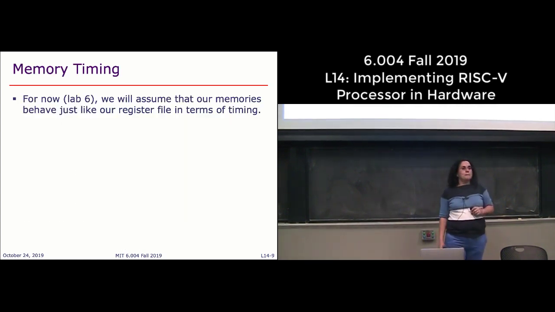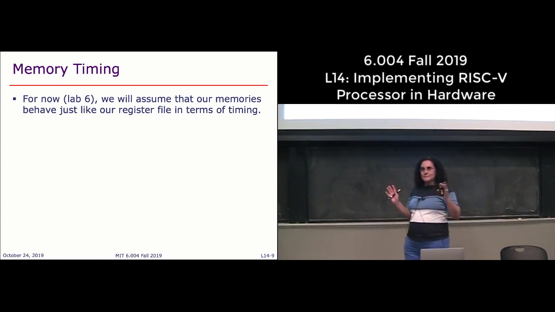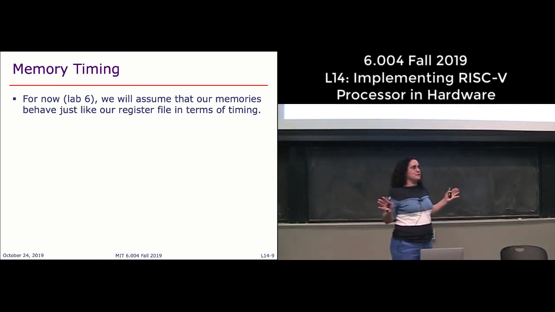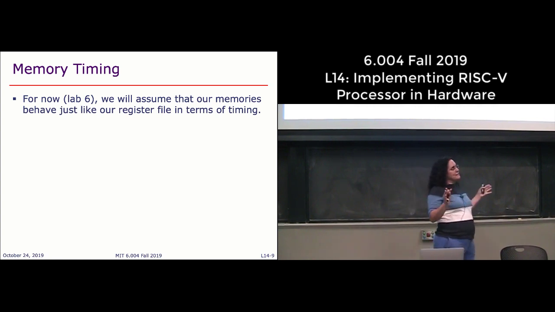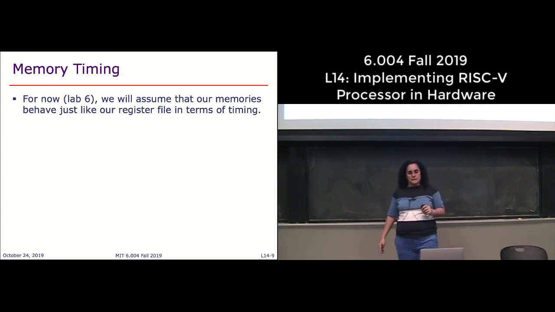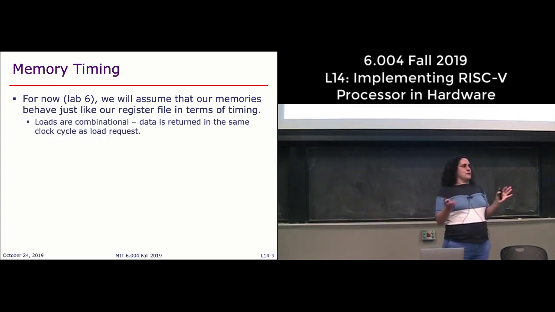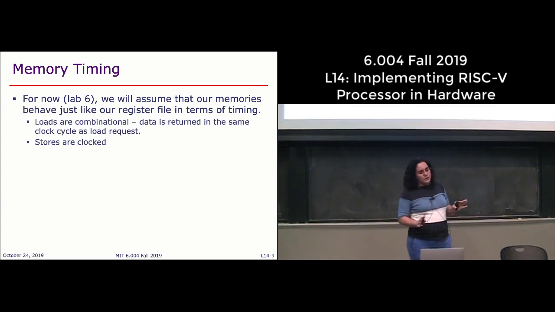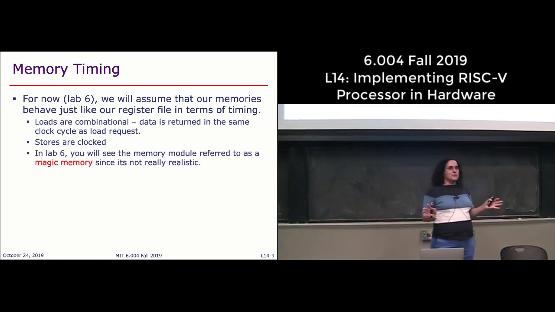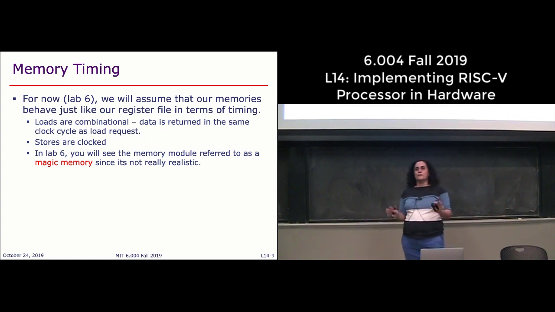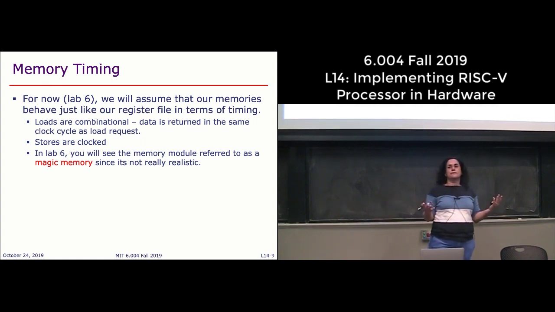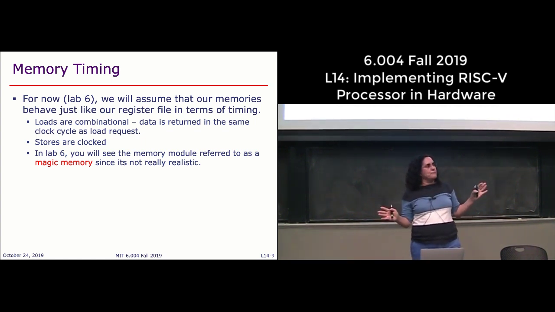All right, what about our memory? So, for now, and this is very much an oversimplification, but basically for Lab 6, which is where we're going to be building this processor, we're going to assume that our memories behave just like our register file. Okay, so what does that mean? It means that our loads are combinational and our stores are clocked. Now in reality, memories don't really work like this, and so for Lab 6, you're going to see our memories referred to as a magic memory, okay?